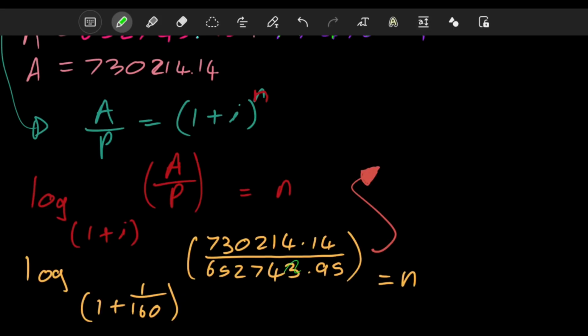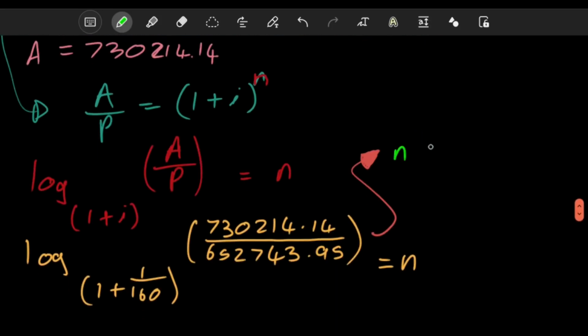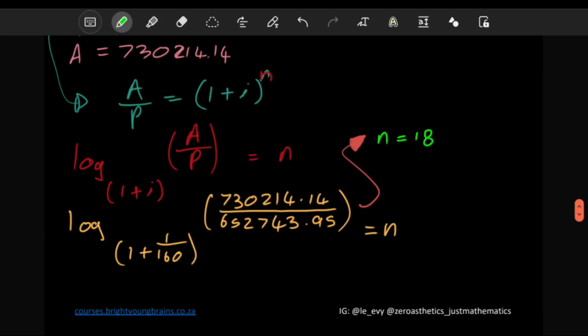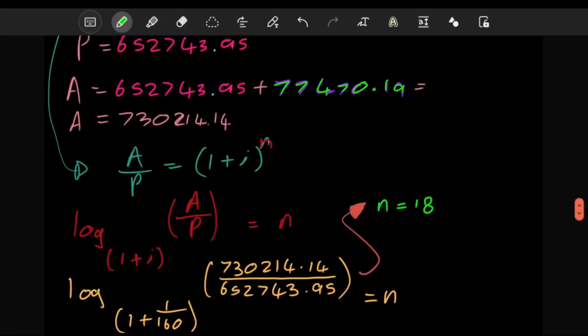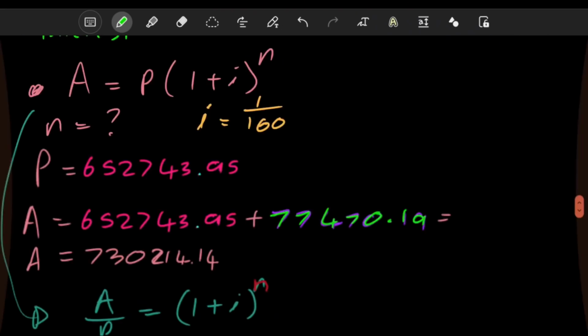Let's throw all this into our calculator and see what our value for N will be. Our N is like 18.000. That is so comforting, guys. Imagine you got a funny, weird answer, like 800 and something. So yeah, I feel so comforted with my 18.000 answer, because this is clearly telling us that she left the money in the account for 18 more months.